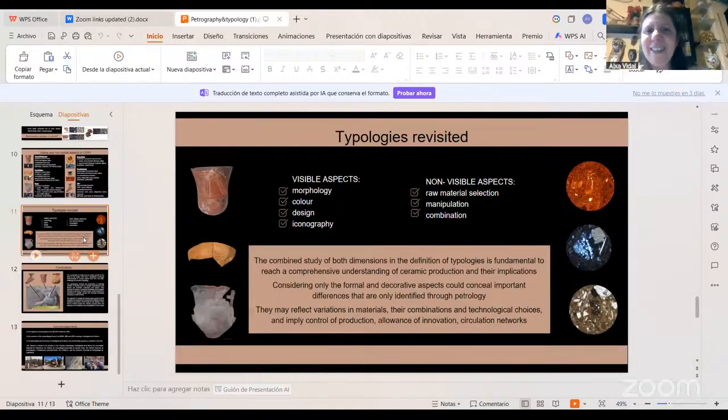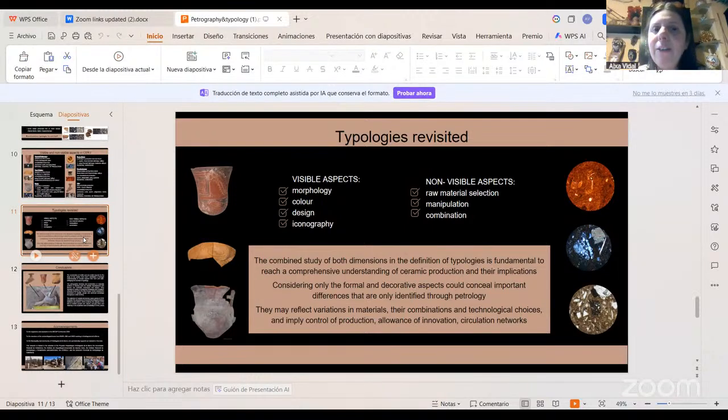Thank you. So, what's the observation of typologies? That the visible aspects, morphology, color, design, iconography, should be matched with the non-visible aspects, like raw material selection, manipulation, or combination of the materials that allow us to make new typologies that are fundamental to reach a comprehensive understanding of the ceramic production and their implications.